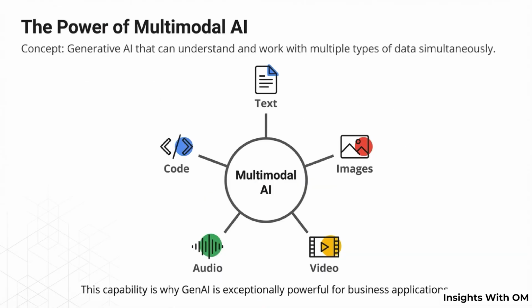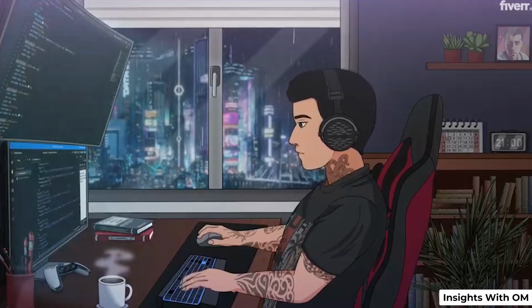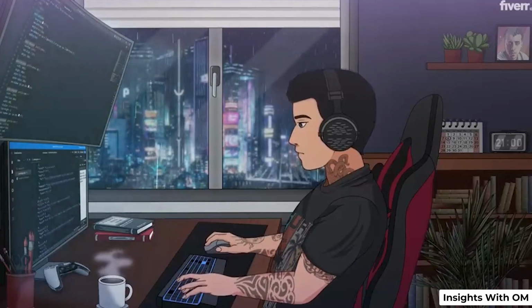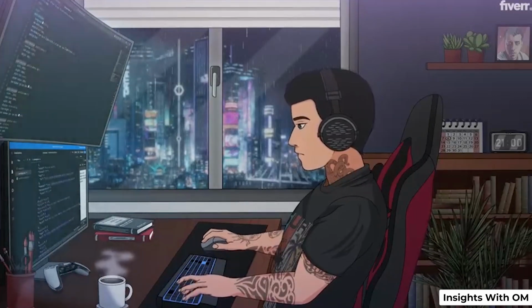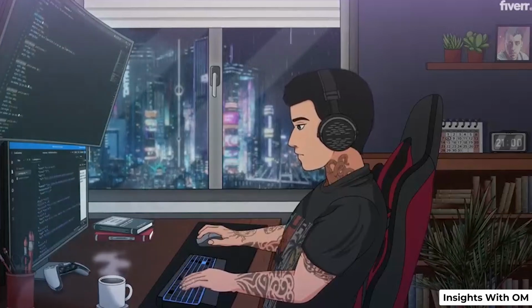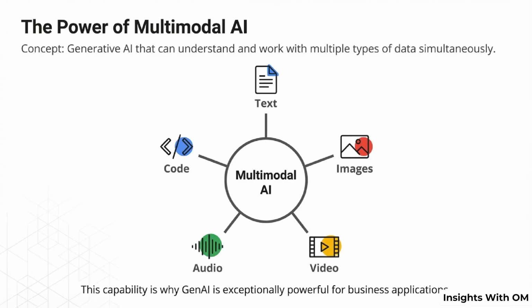Another important idea in this domain is multimodal AI. Earlier AI systems could only process one type of information, such as text, but modern generative AI can understand and generate multiple types of content at the same time. It can read text, analyze images, generate videos, produce audio, and even write software code. This is similar to a highly skilled student who can write essays, draw diagrams, produce videos, and solve programming problems all at once.